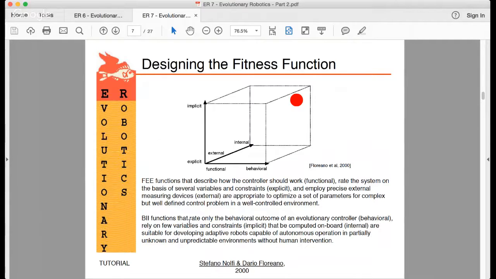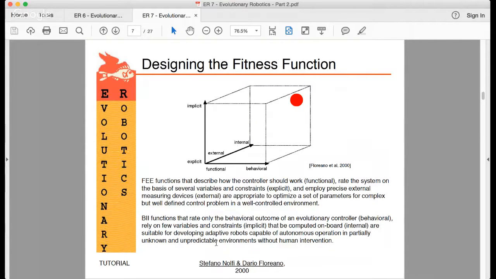Instead, an explicit function would include variables and constraints that evaluate various components of the desired behavior, such as whether the robot approaches an energy supply area, the travel velocity, the distance from obstacles, and so on.